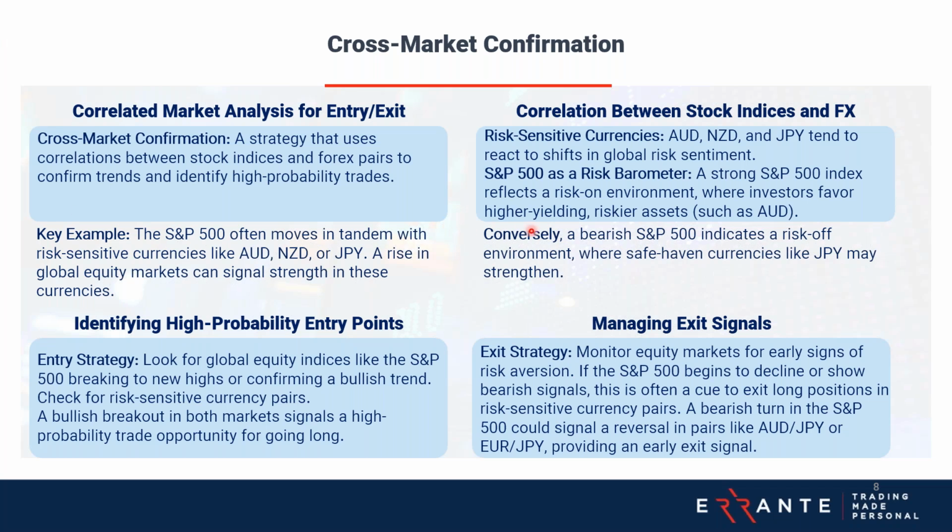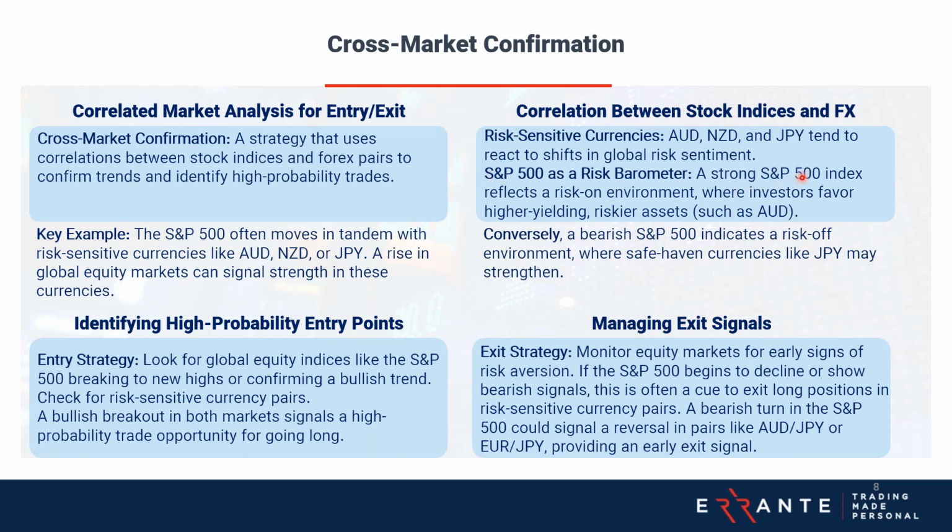So, as you see here, the correlation between the stock indices and FX is usually found in risk-sensitive currencies and the main stock indices. For the risk-sensitive currencies, we have AUD and NZD and JPY, which tend to react to shifting global risk sentiment. And as a barometer of risk, we use the S&P 500.